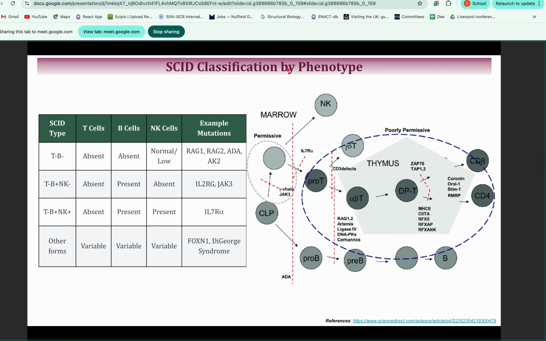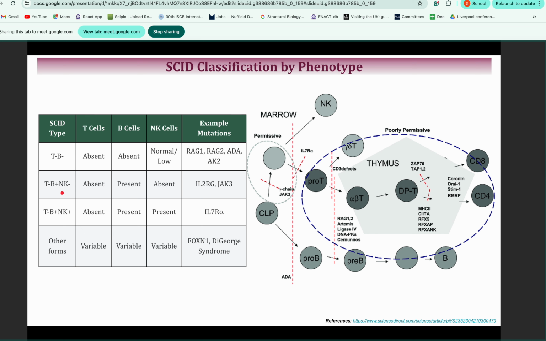Now we can classify SCID by the phenotype. So phenotype means what we observe. So SCID type is T negative, B negative. That means T cells are absent, B cells are absent. Natural killer cells could either be normal or they could be low. Example mutations. So the genes such as RAG1, RAG2, ADA, AK2, if there is mutation in these genes, all these genes are responsible for the T and B cell development. So if there is mutation in these genes, T cells and B cells will be absent. That's why this type of SCID is T negative, B negative.